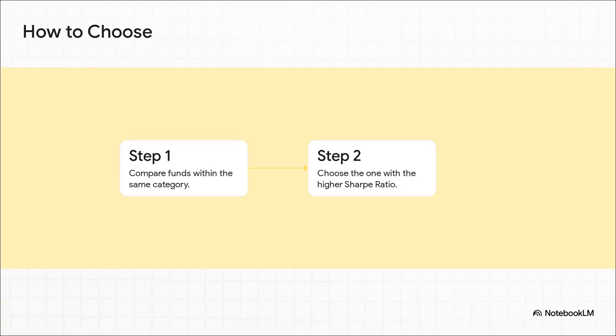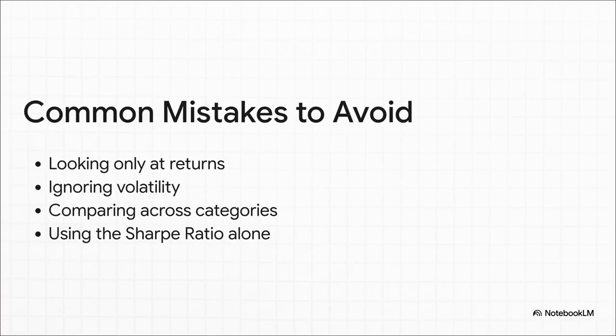Using it is actually a pretty simple two-step process. First, and this is super important, you always have to compare funds that are in the same category. You know, apples to apples. Compare two large cap funds, for instance, not a large cap fund to a small cap fund. And second, all other things being equal, you choose the one with the higher Sharpe Ratio. It's that easy. And to make sure you're using it the right way, you've got to avoid these common mistakes.